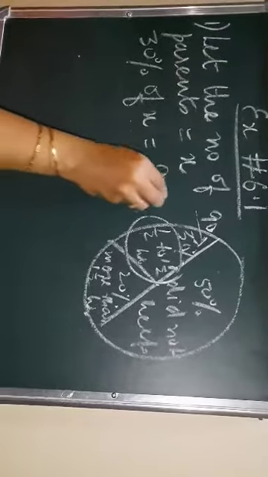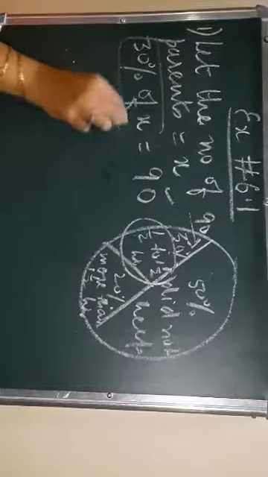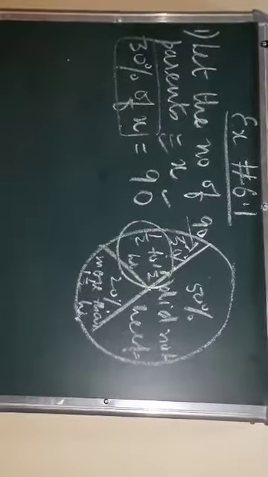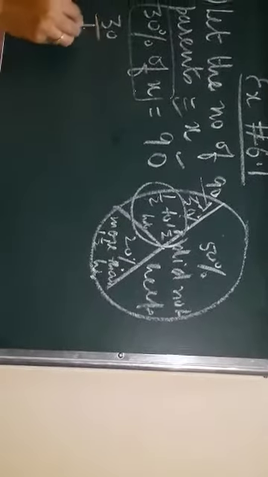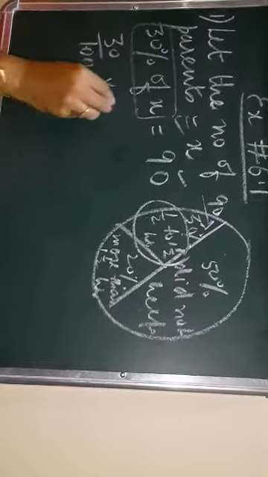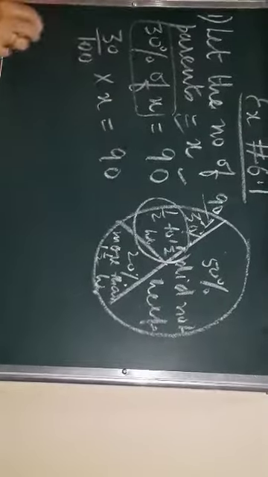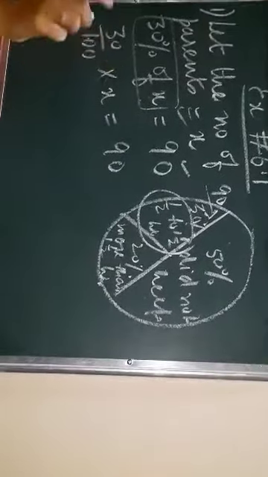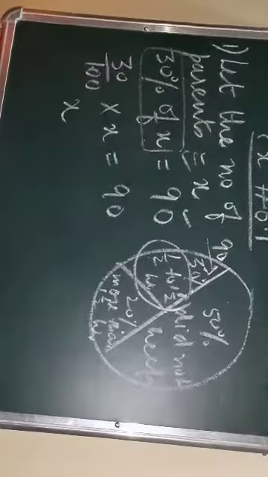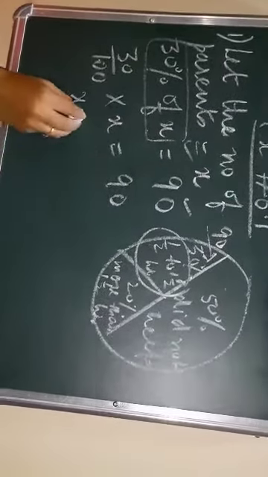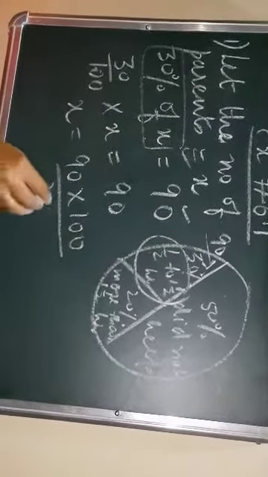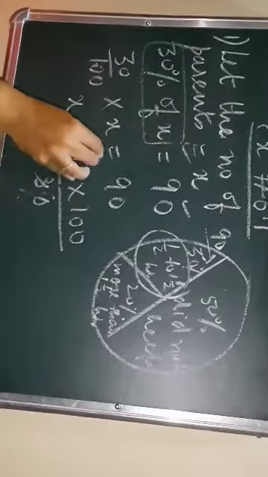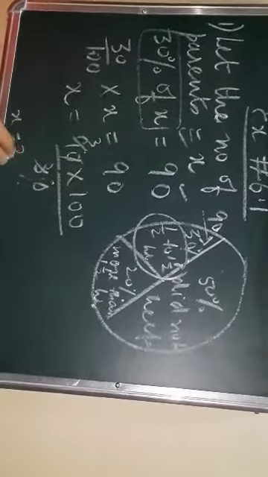Those parents are 90. So this thing and this thing both are equal. That is why we are equating them, and from here we will find the value of x. So 30 by 100 into x is equal to 90. Of means multiply, x we have taken. Now as x is to be found, this term is to be shifted there: 90 into 100 upon 30. 3 3s are 9, so x is equal to 300.